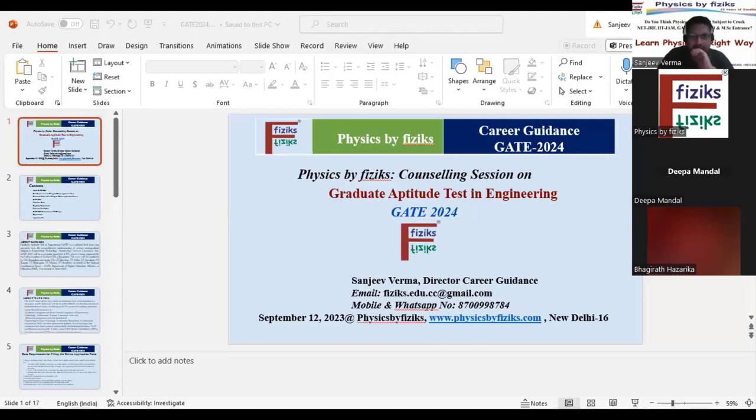Sir, is there any age limit for PSUs? Yes, for PSUs, age limit is there. For the GATE exam, there is no age limit. What is the upper age limit for PSUs? It depends. If you are a general candidate, the maximum age will be around 28 to 30. If you belong to OBC or SC/ST, the age limit varies basically. You will get some relaxation.